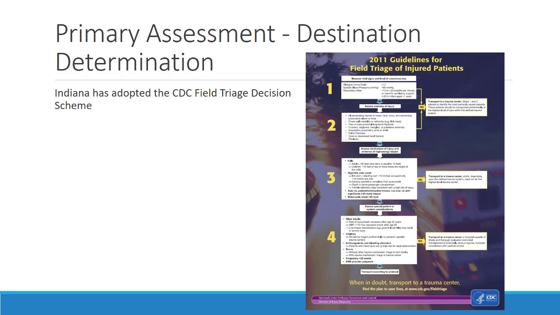So with our primary assessment, we have our destination determination. This is important because it is important to take a patient to the most appropriate hospital. One thing to keep in mind is that the patient has a right to make a choice as to where they want to go. However, most of the time, we can influence that considerably. In Indiana, with traumatic patients, Indiana has adopted the Centers for Disease Control Field Triage Decision Scheme. And so we're going to go through this and talk about this briefly.